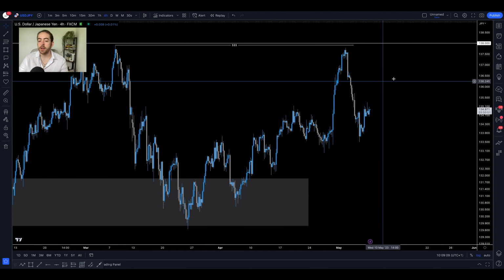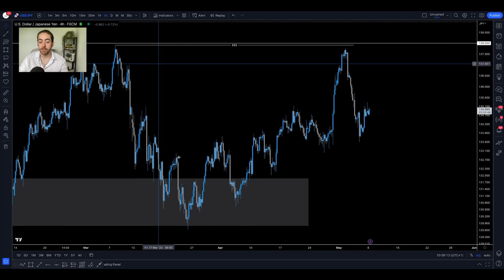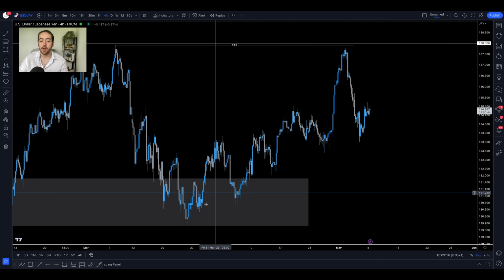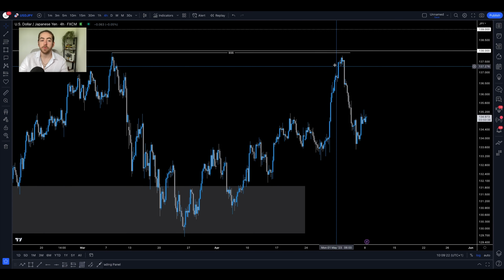So looking at the current trend, everything looks pretty solid for this continuation move up. If we are looking at this substructure move from this point up to here, we have a continuous formation of higher highs and higher lows, drawing price towards where we want it to go.